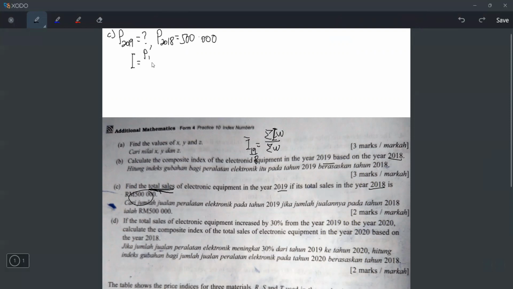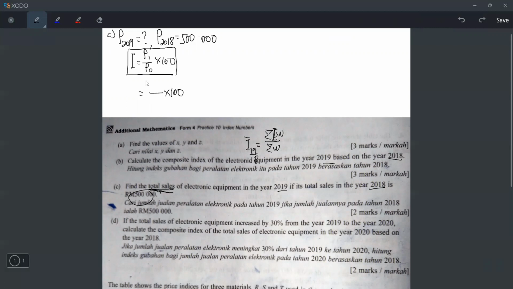The I. I equals P1 over P0 times 100. When it involves price, confirm use this formula. Don't even have to think, just put in the formula. That's it. So what you have to ganti? You have to ganti I, ganti P1, ganti P0. Confirm P1 ganti which one?